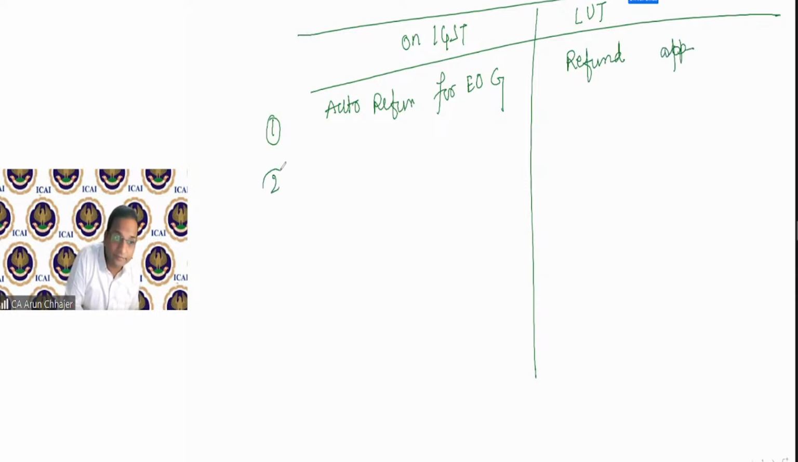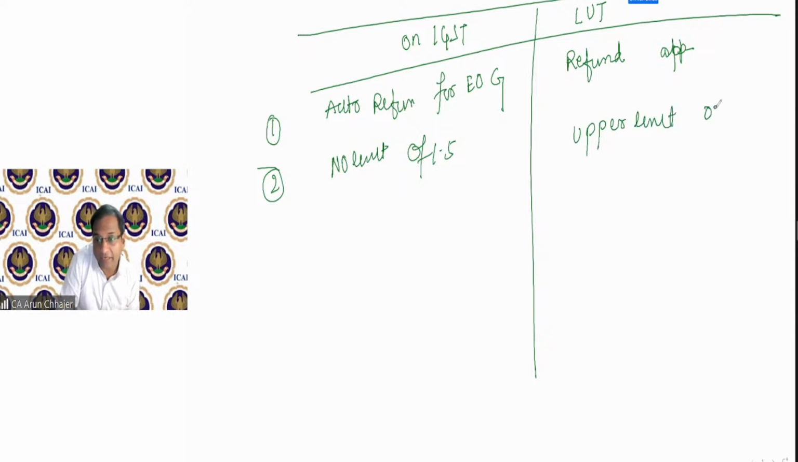Second, no limit of 1.5 times here. In the LUT route, there is an upper limit of 1.5 times for zero rated supply.